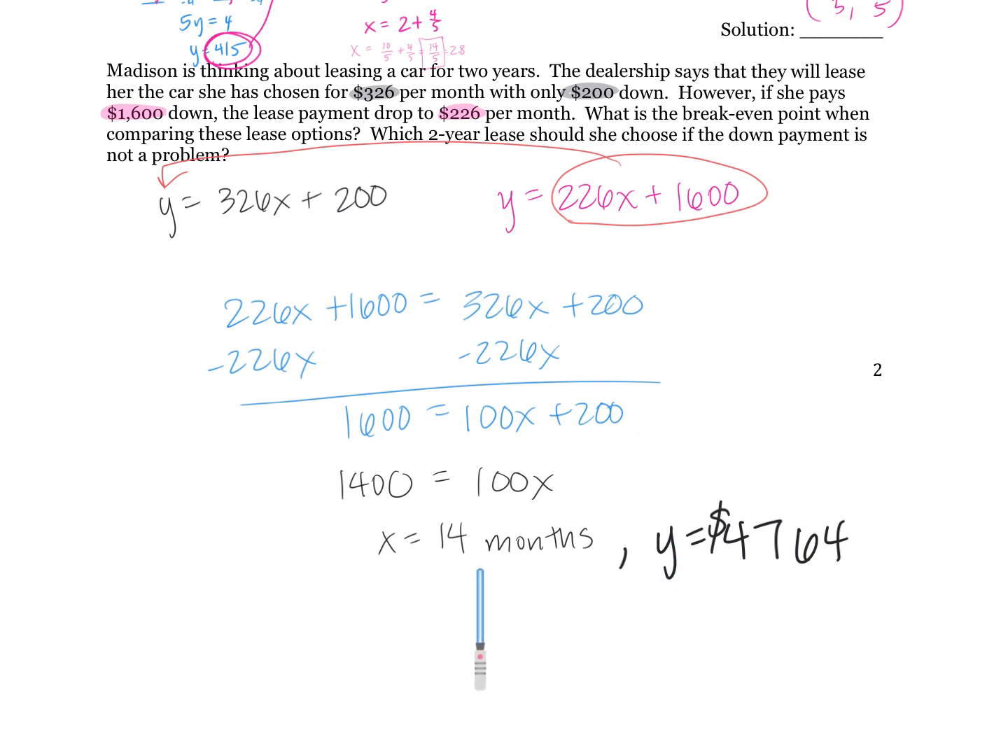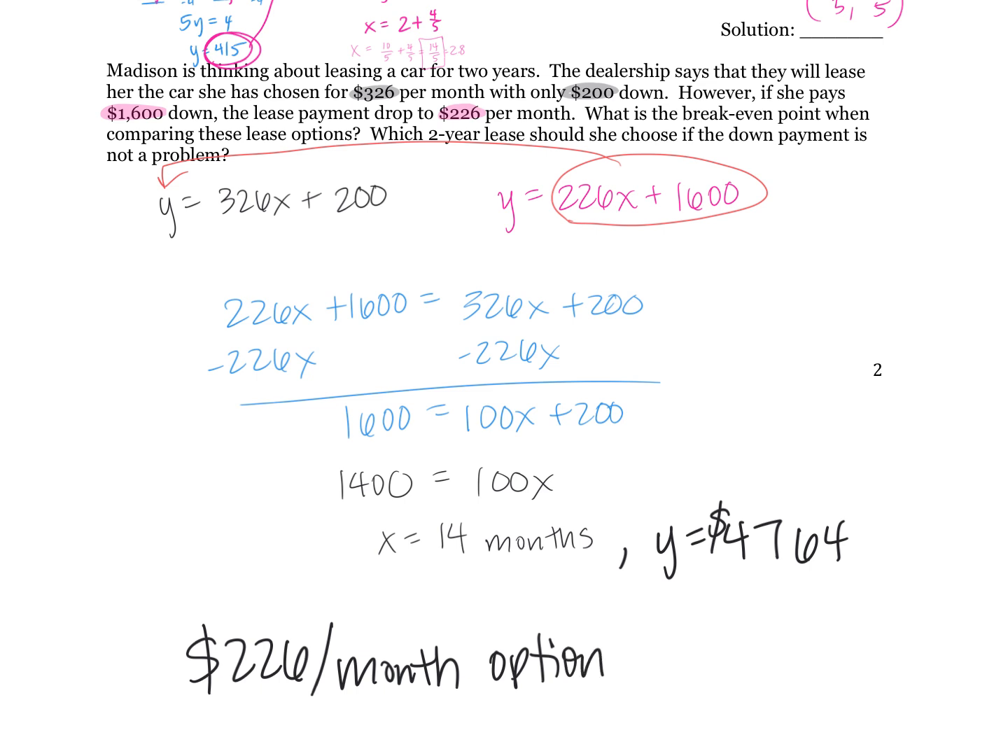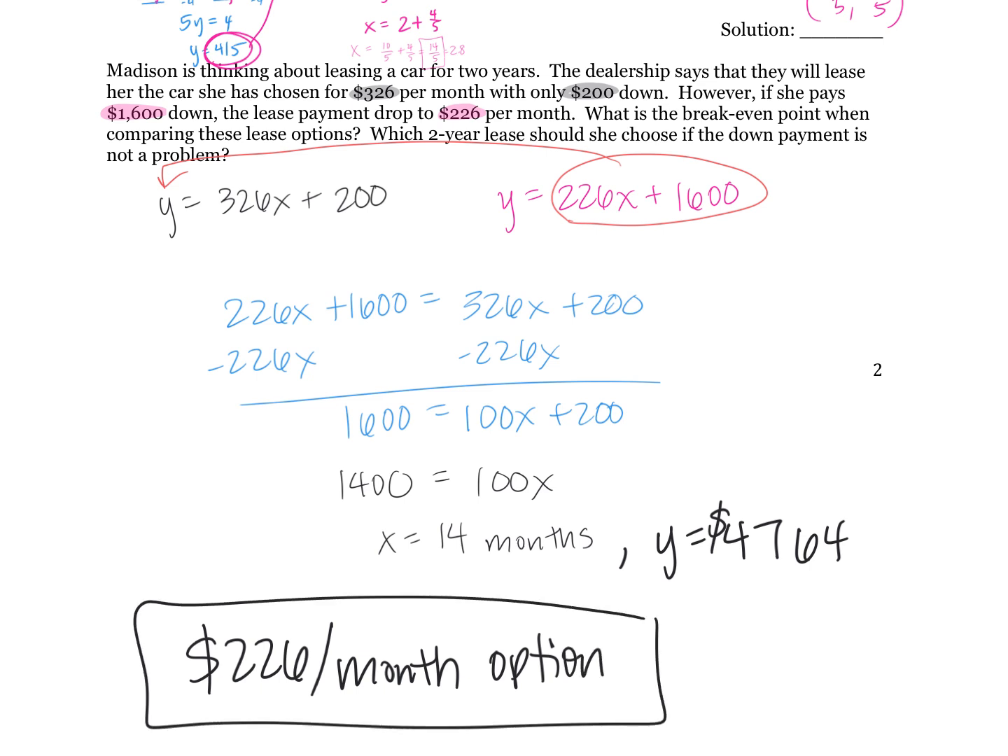Well, let's think about it. If it's a 2-year lease, how many months is that? 24 months. If at 14 months, no matter which option I go with, I've spent $4,764, for the next 10 months, would you rather pay $326 a month or $226 a month? Wouldn't you want to save $100 a month? So if it's a 2-year lease, we want the $226 per month option. How did you find that, like, you're going to be paying that much for 14? Good question. We just plugged in 14 for x.